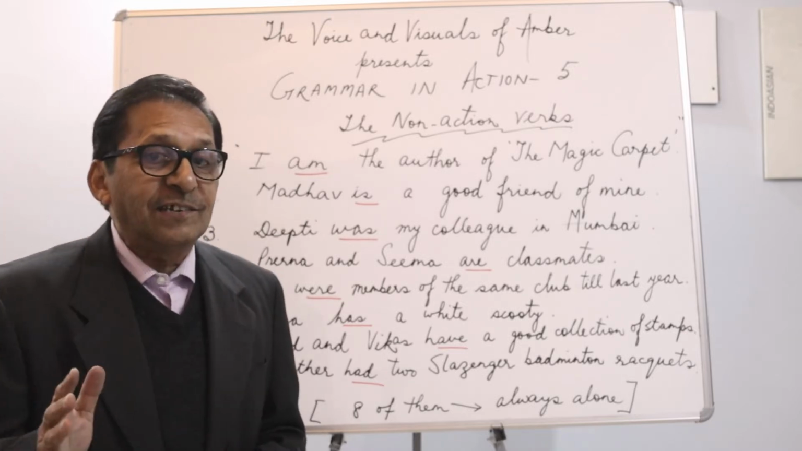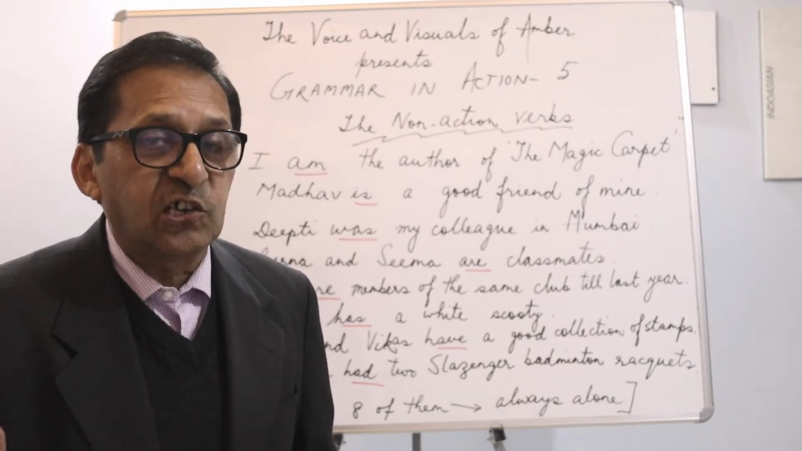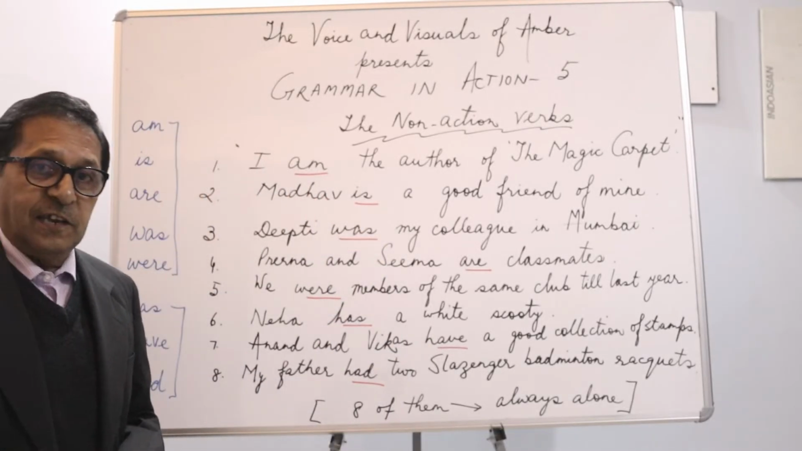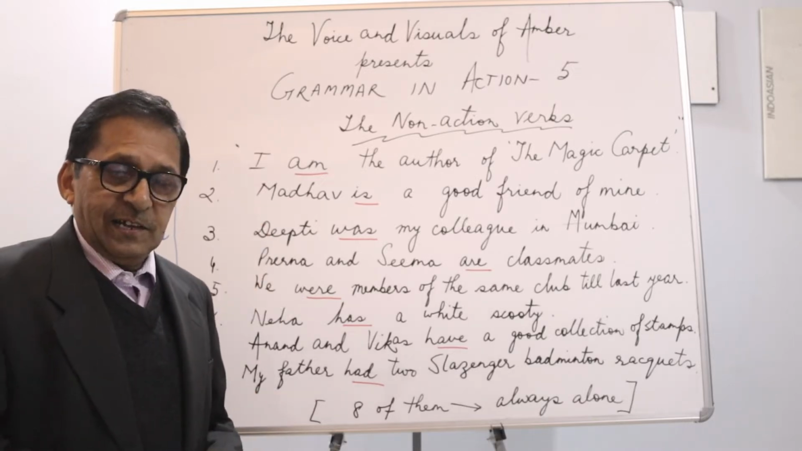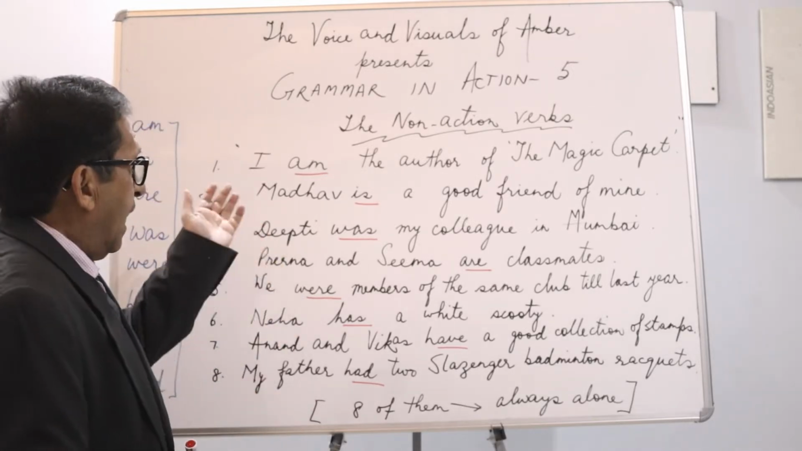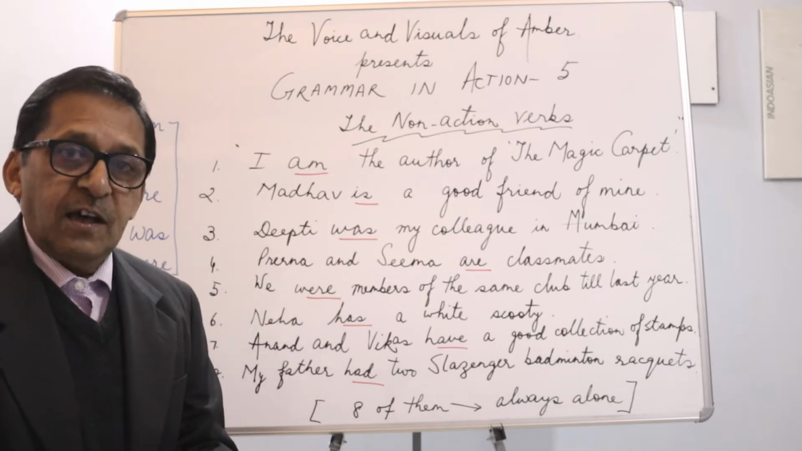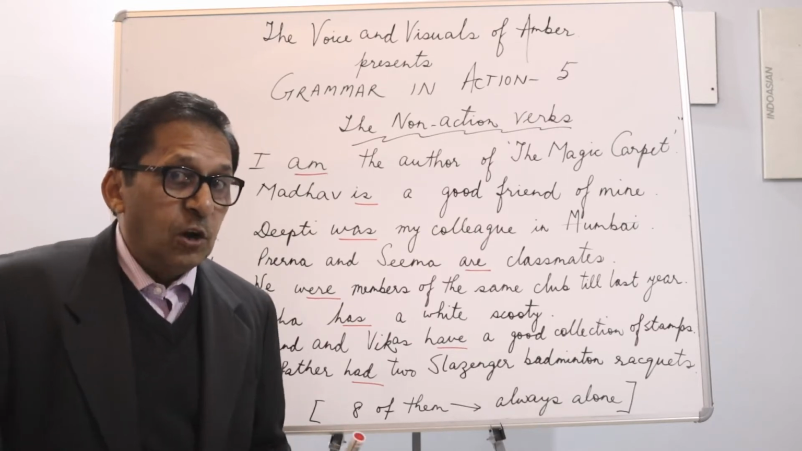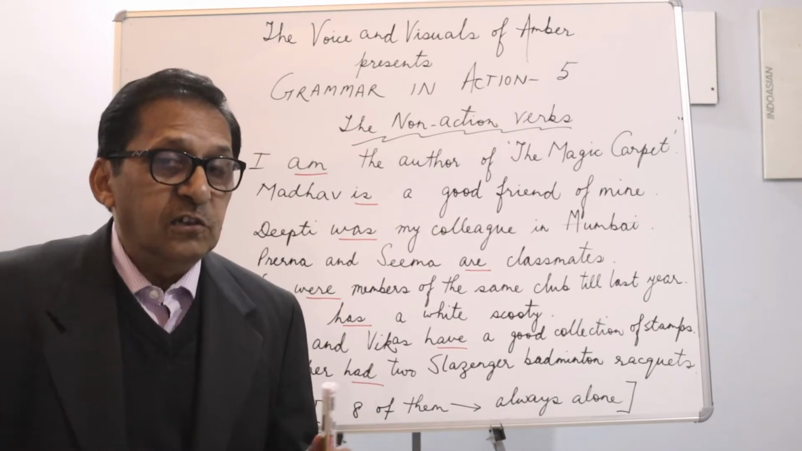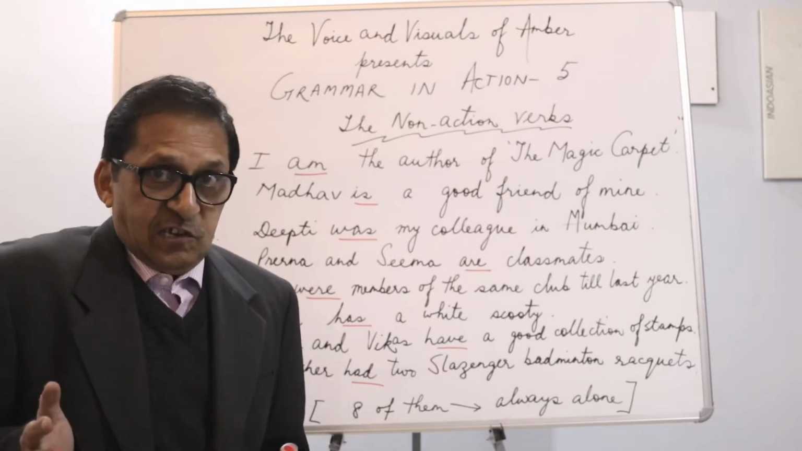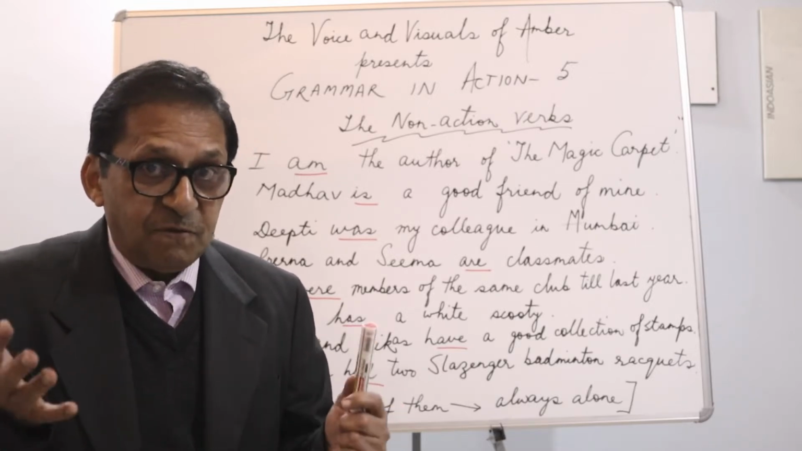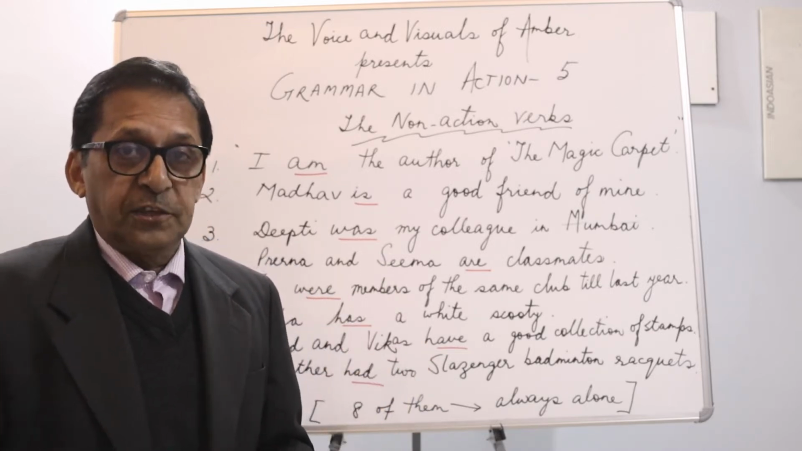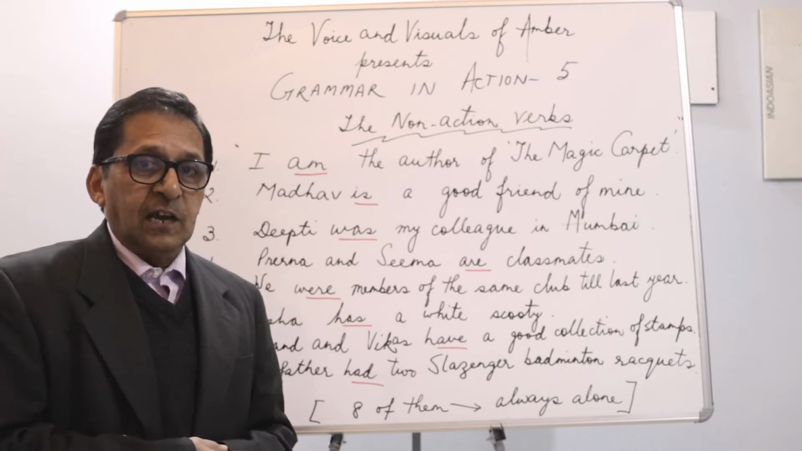There are 8 to be or non-action verbs, and they are represented here in these sentences. Let us have a look at these sentences. I am the author of the magic carpet. So there is no action over here. The author in this sentence does not do or perform any action. He just states the fact that he is something. He is. I am the author of the book, The Magic Carpet.